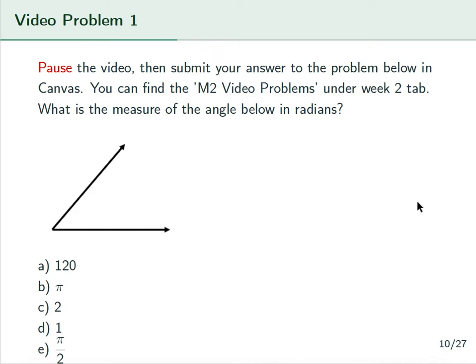So pause this video and submit your answer to this problem below in Canvas. You can find the M2 video problems on the Week 2 tab. The question is, what is the measure of the angle below in radians? What I suggest is, on your own paper, draw a circle and try to measure the arc length using the radius length. This is drawn to scale. So make sure to pause the video and try this problem. Click your answer on Canvas and come back and continue to watch the video.